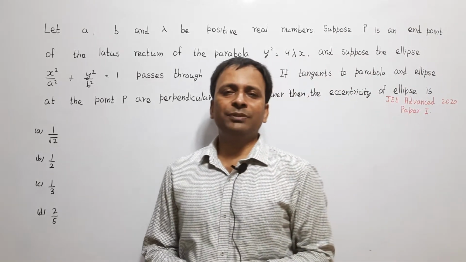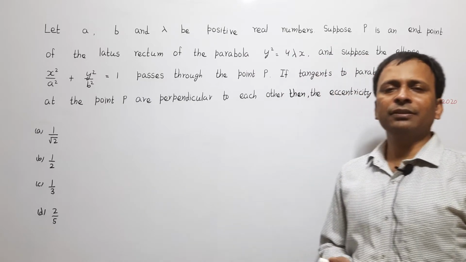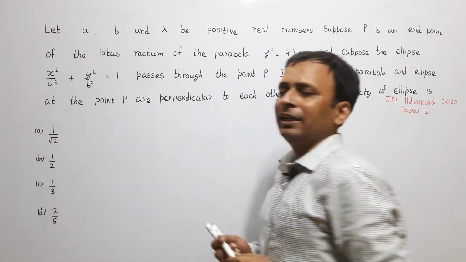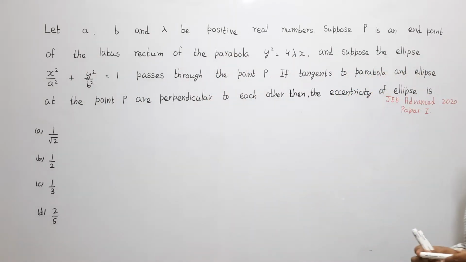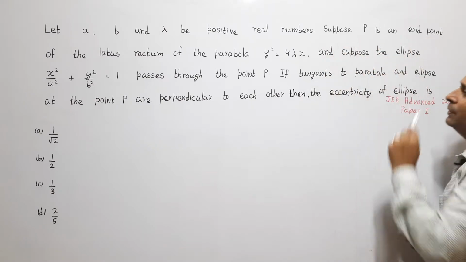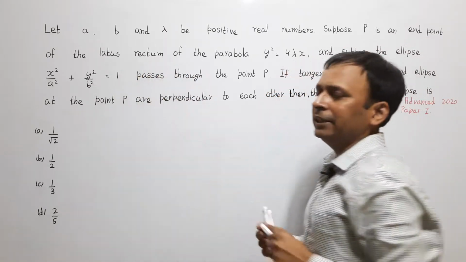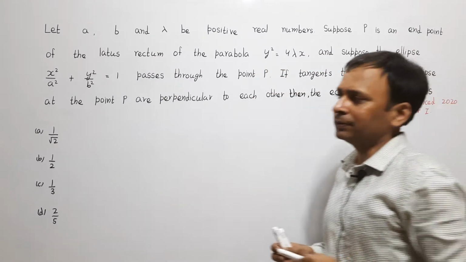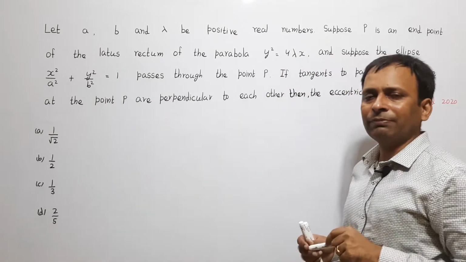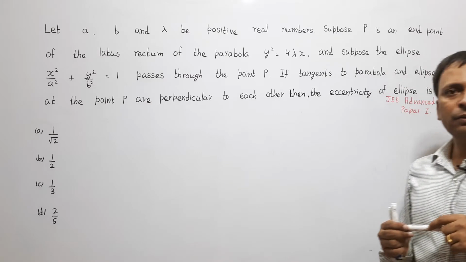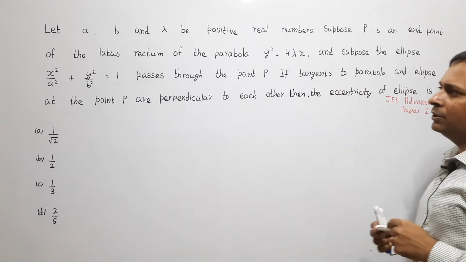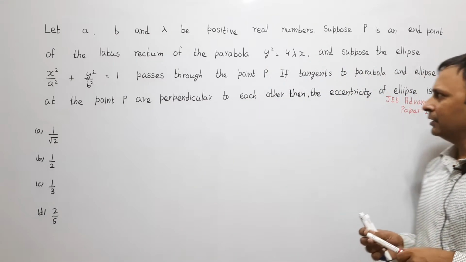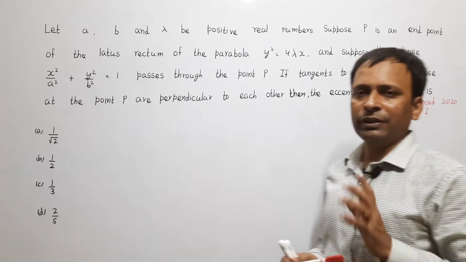Let's take this problem from JEE Advanced 2020 paper 1, which is taken from the topic conic section. The question is: let a, b and lambda be positive real numbers, and suppose P is the endpoint of the latus rectum of the parabola y square equal to 4 lambda x, and suppose the ellipse x square by a square plus y square by b square equal to 1 passes through the point P. If the tangents to the parabola and ellipse at the point P are perpendicular to each other, then we have to find out the eccentricity of the ellipse.